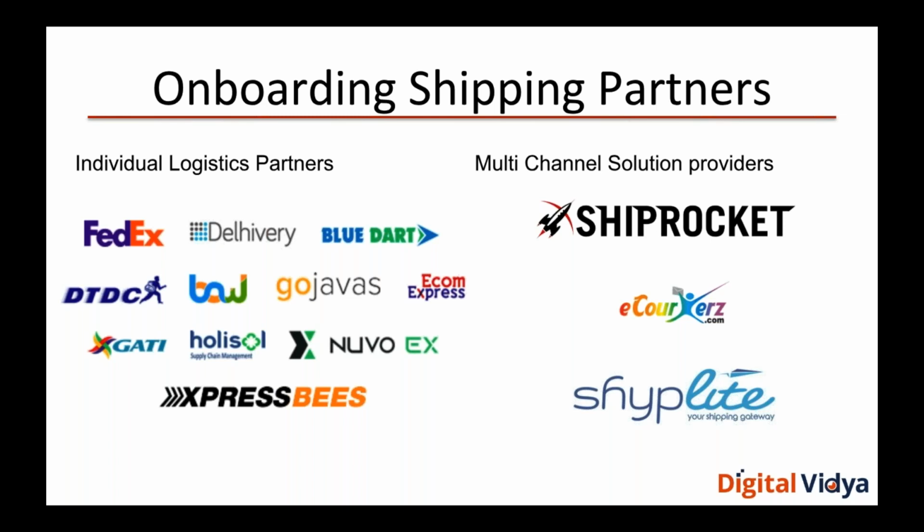The other option available is third-party shipping aggregators. They are platforms like ShipRocket, eCouriers, ShipLite, ShipMile, and others, where you have the option to start shipping without much onboarding or negotiation. You just need to sign up with one platform where you get multiple shipping platforms pre-integrated. Let's say you go to ShipRocket. At the time of creating your shipment, it will ask you whether you want to ship from FedEx or Delivery or Gati or whichever platform you wish to ship. So that is one of the good options available.